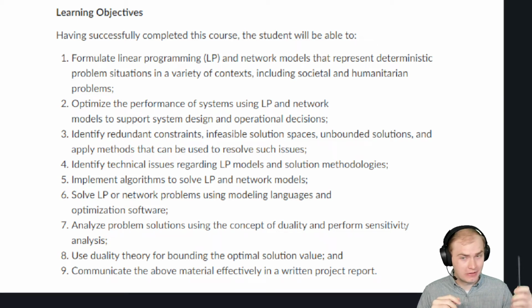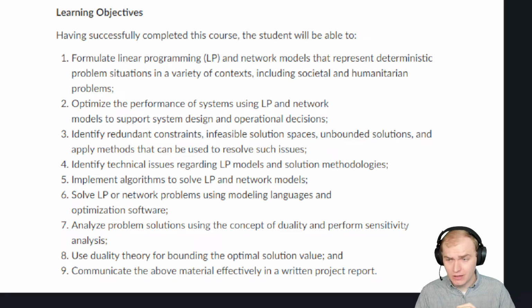Implement algorithms to solve LPs, LPs here meaning linear programs. Solve LP or network problems using modeling languages and optimization software. That'll be a big part of this class, is software. Analyze problem solutions using duality and sensitivity analysis, both major topics we'll talk about. Use duality theory, and finally, be able to communicate the above material effectively in a written report. And additionally, that written report is supposed to be a group project.